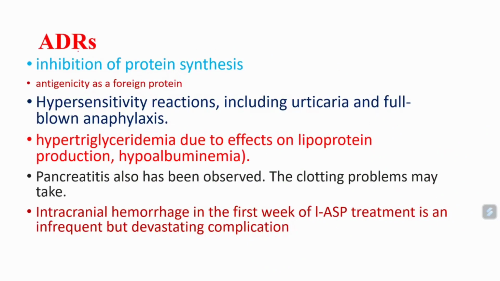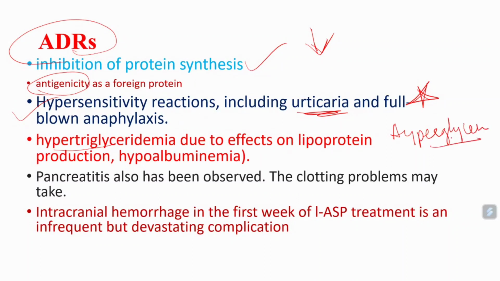Now the adverse effects of L-asparaginase. First, it decreases protein synthesis. As the enzyme is a protein, it has antigenicity, so it can cause hypersensitivity reactions sometimes, urticaria, and a few times anaphylactic reactions also. So we have to be very careful when L-asparaginase enzyme is infused. Sometimes it causes hypertriglyceridemia and hyperglycemia. It increases the fat level and the glucose level, and it causes hypoalbuminemia. This one you have to remember: it is increasing triglycerides, it is increasing glucose, but it is decreasing proteins, especially albumin.